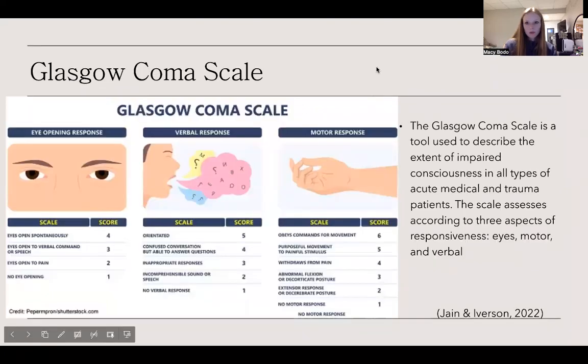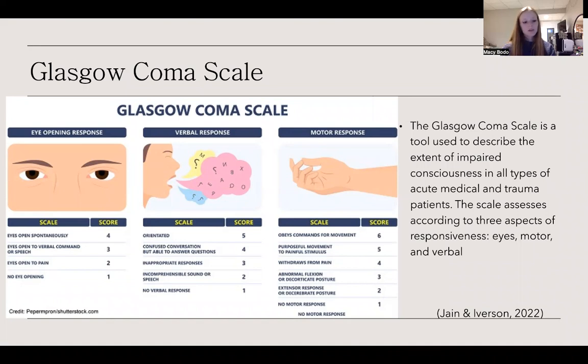So the next tool here is the Glasgow Coma Scale. The Glasgow Coma Scale is a tool used to describe the extent of impaired consciousness in all types of acute medical and trauma patients. The scale assesses according to three aspects of responsiveness: eyes, motor, and verbal. The scale uses a scoring system for each category.